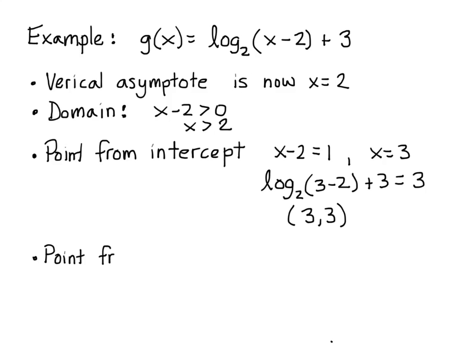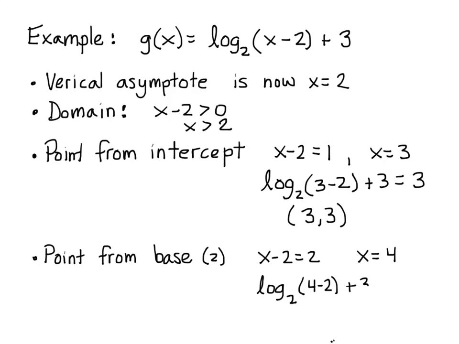We also have this point that we get because of the base, right? When we're taking the log base 2 of 2, we're going to get a 1. Okay, so that's an easily computed point. So let's see, when does x minus 2 equal 2? Because we're talking about the base, and so we set x minus 2 equals whatever b is, the base. And so we say, okay, well, x equals 4. We stick 4 in the equation, and so we get the log base 2 of 4 minus 2, which is 2, which is what we intended. So we get 1 plus 3 equals 4.